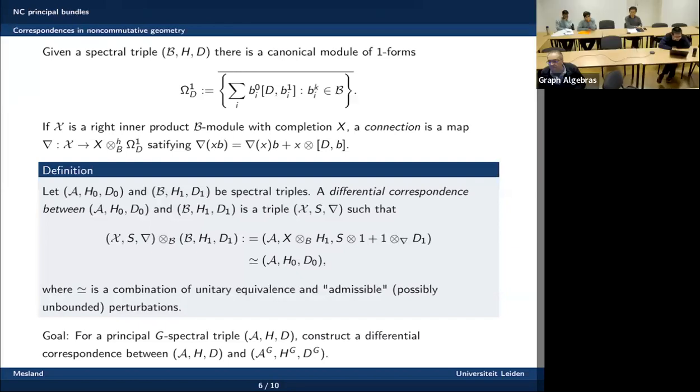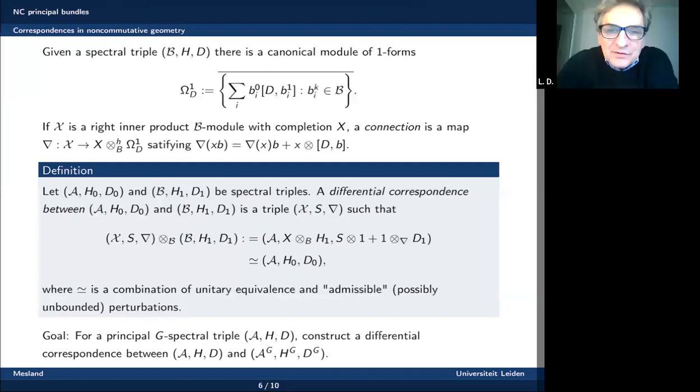Bram, yes. Can I ask you? So that's the closure of the linear span. I understand why you need it. Usually you don't. Why do you need to make a closure of these one forms?